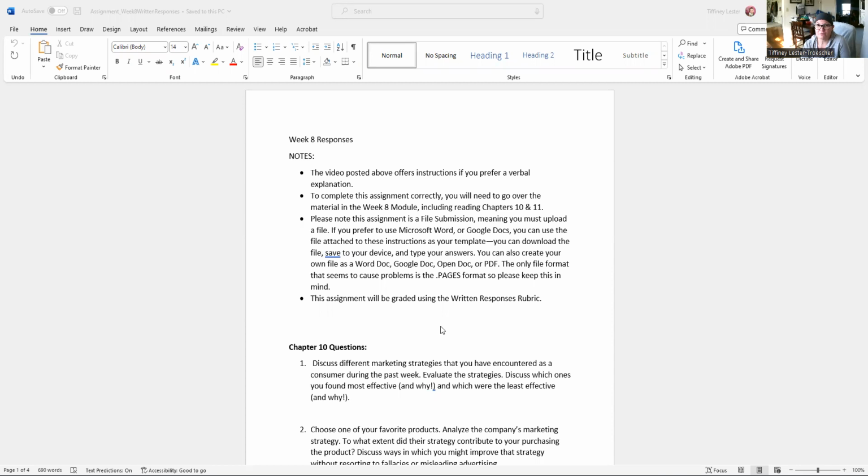If there were any problems, we probably fixed those way earlier in the term, but you will have the assignment attached, in a Word document in the instruction area that you can use as your template if you want. Okay, so our chapter 10 question.